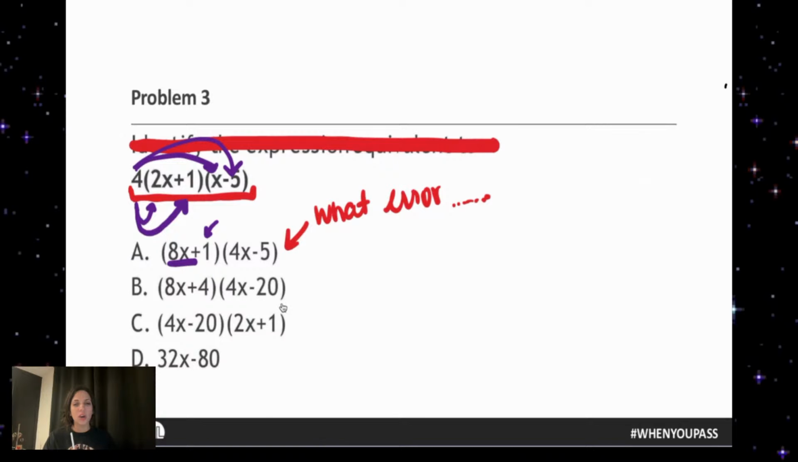Interesting. Let's go ahead and look at letter B. What error did the student make when doing this one? They absolutely over-distributed. They distributed that 4 all the way through, which I guess is good, because you're supposed to distribute all the way through, but not when you have multiplication. You want to distribute all the way through that first set of parentheses and then stop. And then we know that this is the correct answer. Excellent job. All right, let's go ahead and look at the next problem.